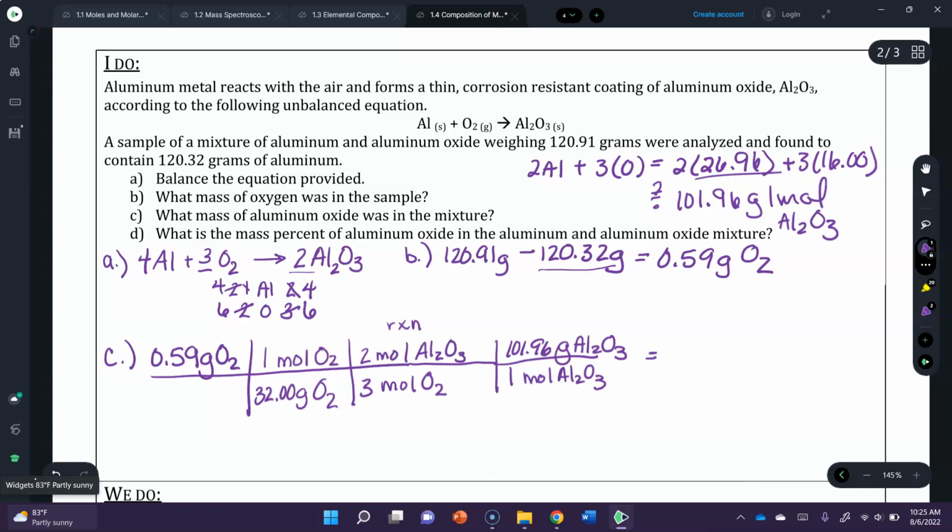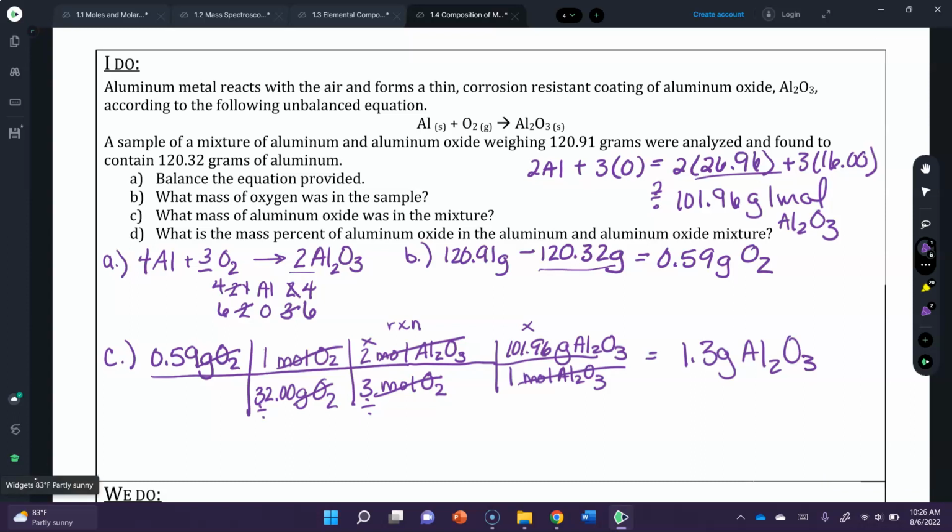And then that is the mass of 1 mole. So then when we run the math, we multiply by the top, divide by the bottom, cancel units out. And you should end up with 1.3 grams, and we know it's 2 sig figs because our starting quantity is 2 sig figs of aluminum oxide.